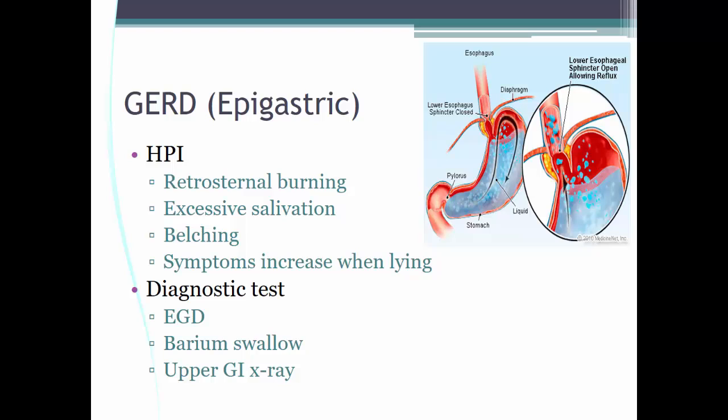So endoscopy with biopsy is the only test that consistently detects the columnar metaplasia changes of Barrett esophagus. In addition, you could do a 24-hour pH testing or an ambulatory pH testing, or you could do esophageal manometry. In addition, you could do upper GI x-rays.